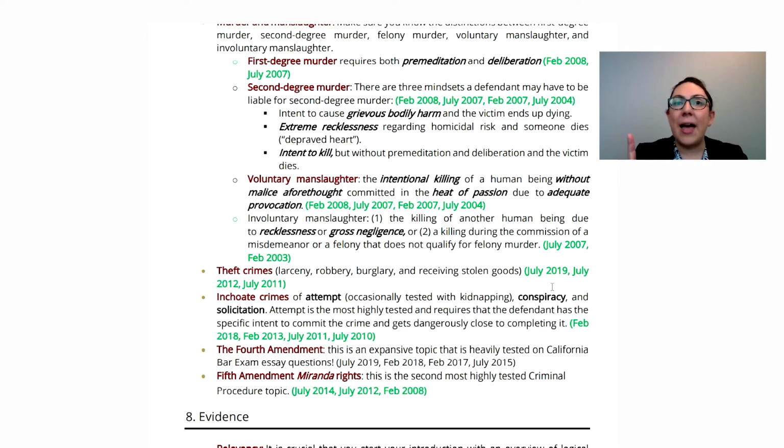And because it's commonly tested, there's often a specific way that they're looking for you to approach the topic to get full credit for that particular issue. So we see them test Fourth Amendment search and seizure, and we also see them test the Fifth Amendment Miranda rights. And again, because it's commonly tested, there's a very specific way to approach that particular type of question. So really crucial that you practice some Fourth Amendment and Fifth Amendment questions as you're studying for the exam.